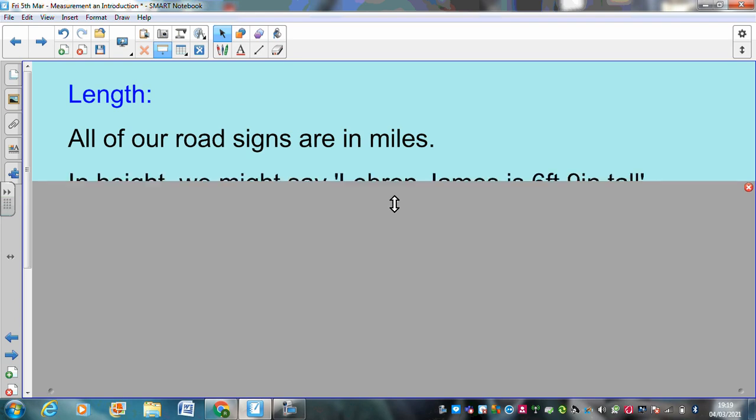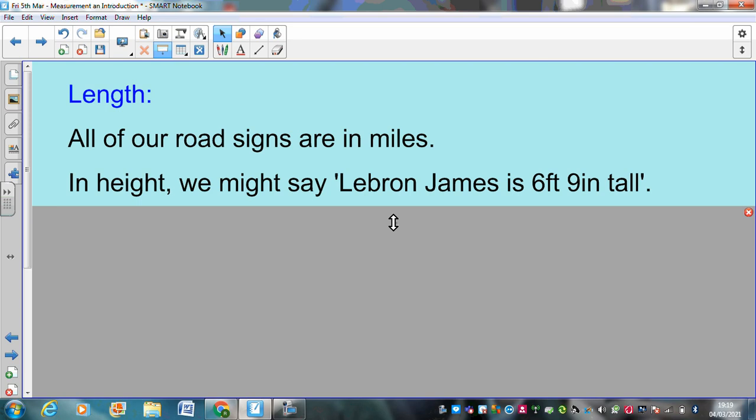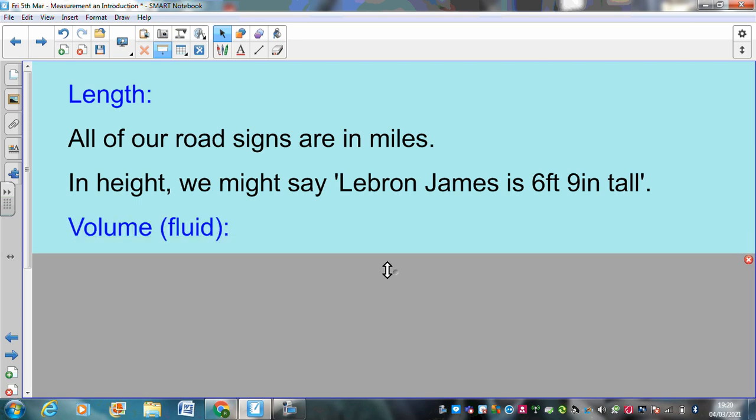What about people's height? In height, we might say LeBron James is 6 foot 9 inches tall. So we wouldn't say he's 2 meters. And some people do, but generally we don't say that. And in America, they definitely don't say that. And so in the UK, we often don't.